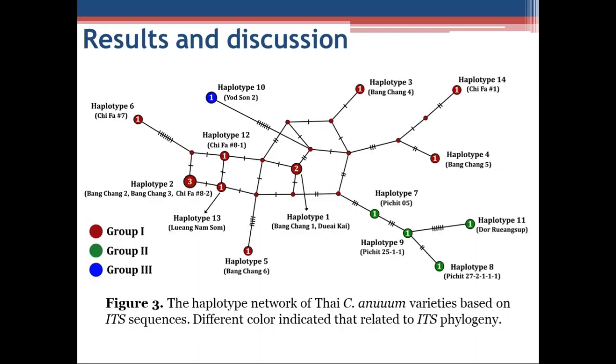The haplotype network of Thai Capsicum annuum varieties based on ITS sequence. Each color is related to the previous group of phylogenetic results, and Bang Chang varieties still show high nucleotide diversity that were divided into 5 haplotypes: haplotype 1, haplotype 2, haplotype 3, haplotype 4, and haplotype 5.